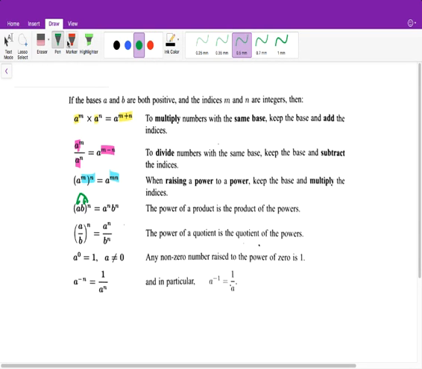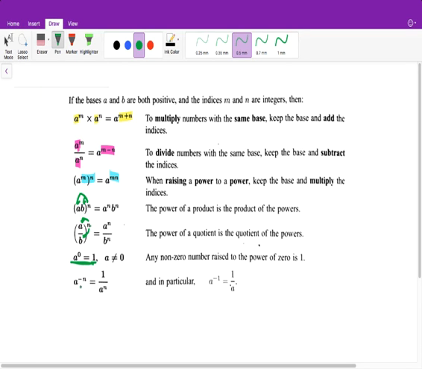Same thing, even if it's division. If we have a division and it's all being raised to a power, everything gets raised to that power. Anything raised to 0, no matter what it is, is always equal to 1. The only thing is that a cannot be 0. 0 to the 0 power, you'll find out, is indeterminate form.